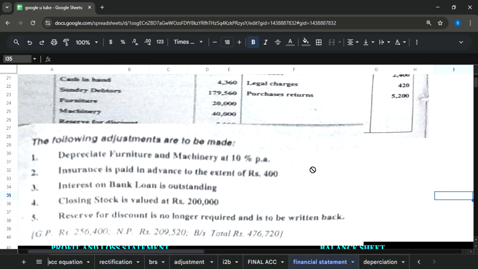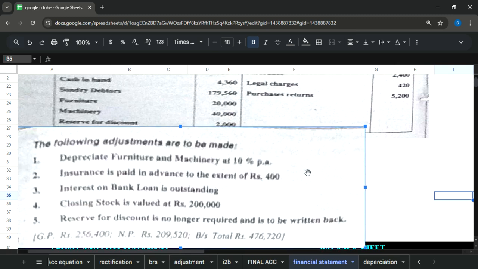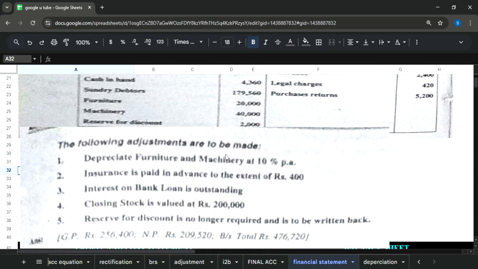So guys, in this way our introduction is completed and I am very hopeful that you are now ready to solve the question. As usual, we will solve the lower part, that means the adjustment part, as our first step. So we are ready to start. Let's begin. Number 1, depreciate furniture and machinery.